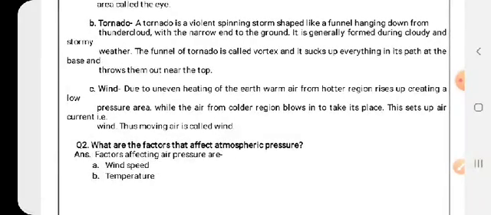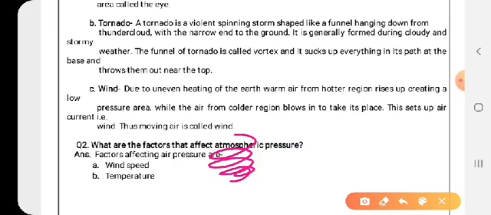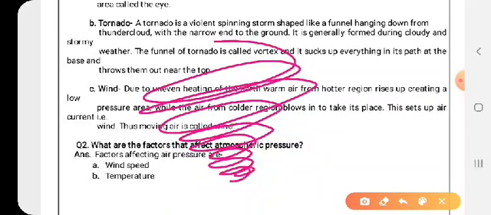Next comes tornado. What is a tornado? It is a violent spinning storm which has a funnel shape with a low pressure area in between, and it sucks everything which comes into its path.